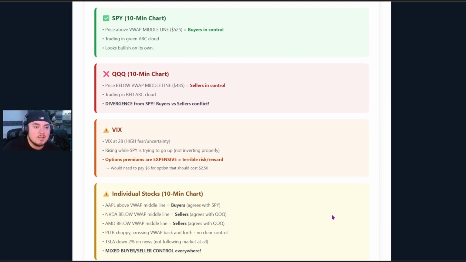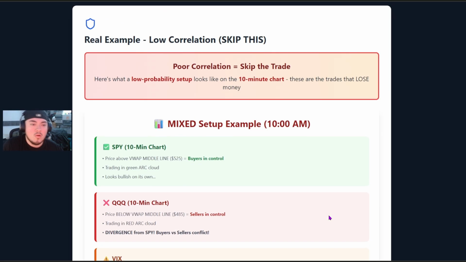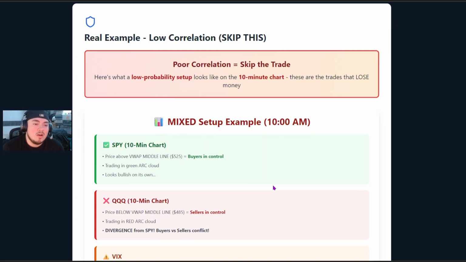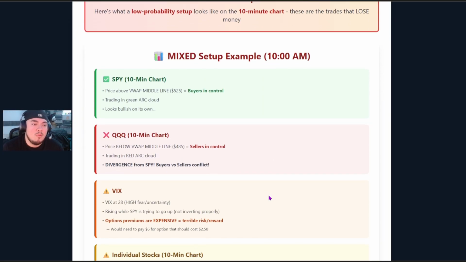So let's see here. Real example, low correlation. These are the trades that you're going to want to skip, right? Let's say you're analyzing the market after the first 30 minutes and you see these things, stay away. So poor correlation, skip the trade. Here's why: low probability setup. Here's what low probability setups look like on the 10-minute chart. These are the trades that lose money, right? The last thing you want to do is lose money in a low probable market.